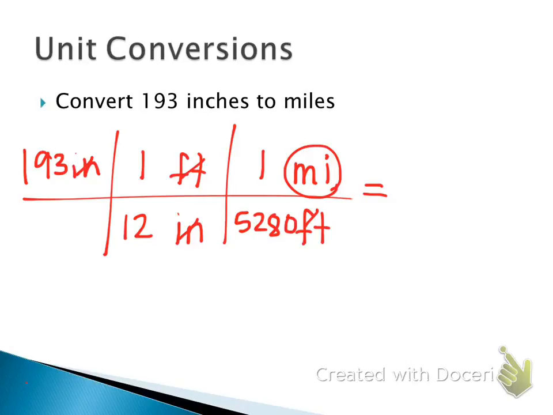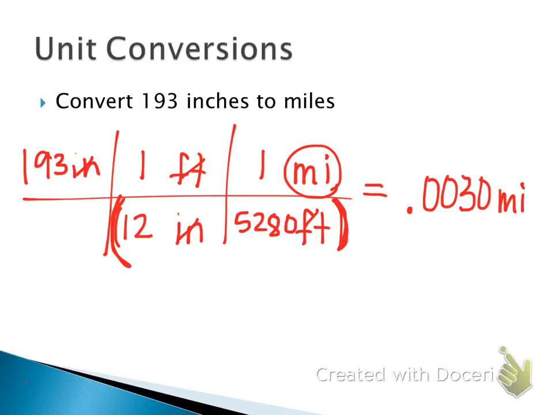Okay? In your calculator, you have to be careful. You either need to divide by parentheses 12 times 5,280, or you're going to take 193 divided by 12 divided by 5,280. Okay, you've got to be careful about how you plug it into your calculator there. Should we be getting a big number or a small number? Small. We should be getting a really small number. All right, Manny, tell me what you got. 0.003060859. That's good. Thank you. 0.003 miles. Do we agree?